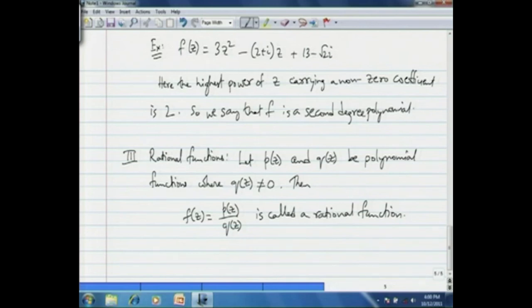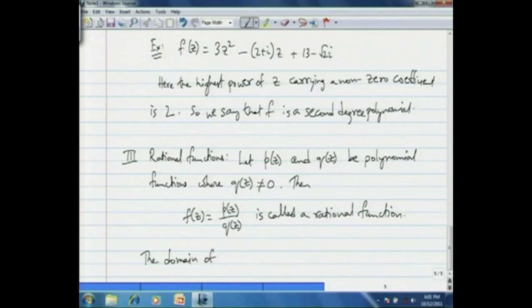Here the domain is not really all of the complex plane necessarily, but it is all those points in the complex plane which skip the zeros of the polynomial q of z. So, the domain of f is the set of z in the complex plane such that q of z is not equal to 0. Because at those points where q is 0, the denominator assumes the value 0, and at such points f is not defined the way it has been presented. So, that is a rational function.